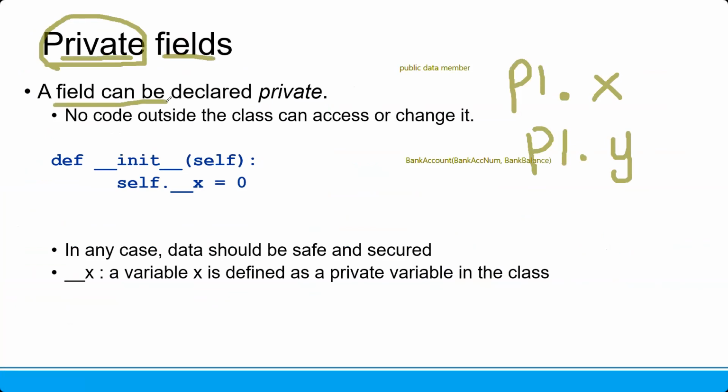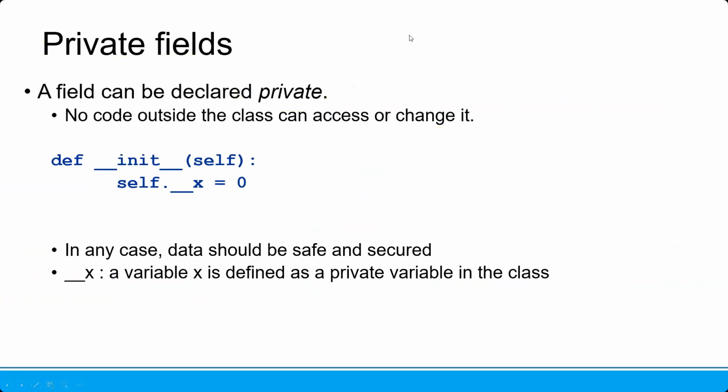A field can be declared private, so you cannot access the data. No code outside the class can access or change it. It means only the class can access the data. So only the class itself can access the data.